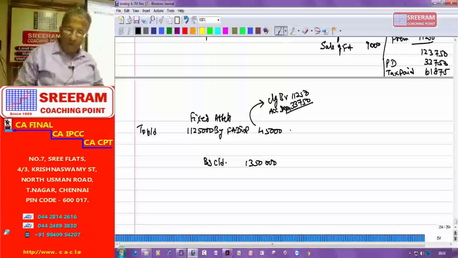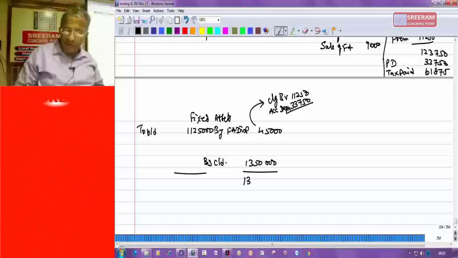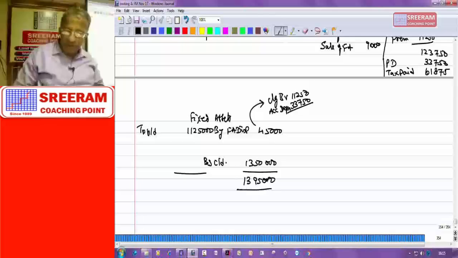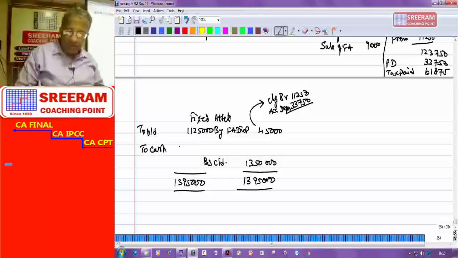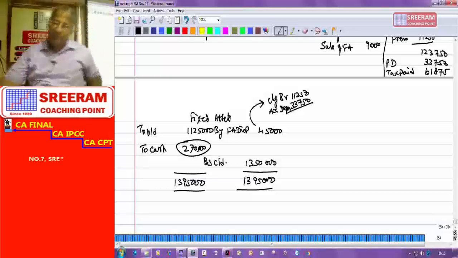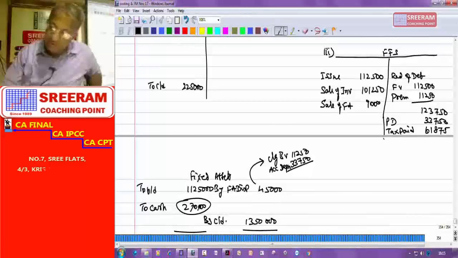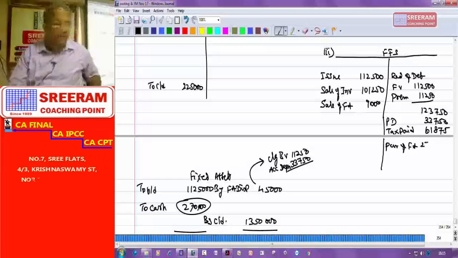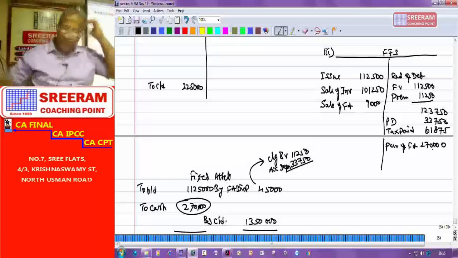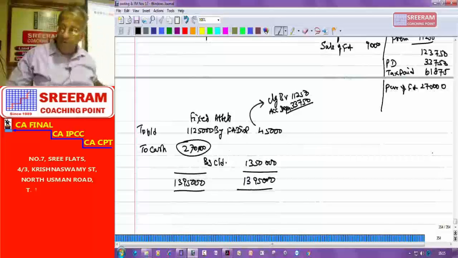Okay. So by going through this problem, we understand 13,95,000 is the credit side total. 13,95,000 is the total on the other side that we are taking up to cash. How much is that? 2,70,000 is the purchases that you are making, purchase of fixed asset 2,70,000. Correct?